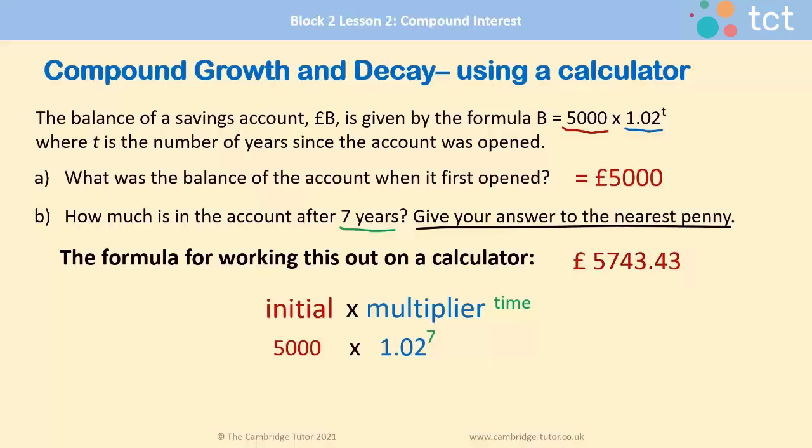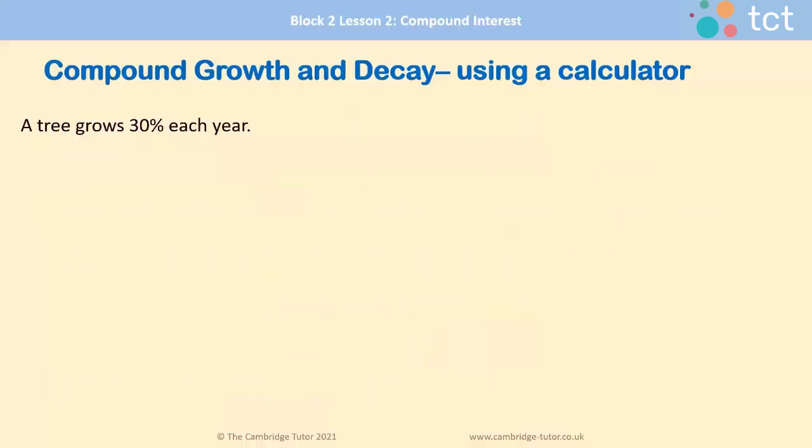There's a third part to this question. What was the rate of interest on this account? Again, this is just checking your understanding of what goes into the formula. In that formula, it's times by 1.02. Remember, the actual rate of interest, you don't include what was already in there. So looking at that 1.02, you're just looking at the 0.02 and working out how many percent that is. And that's 2%.